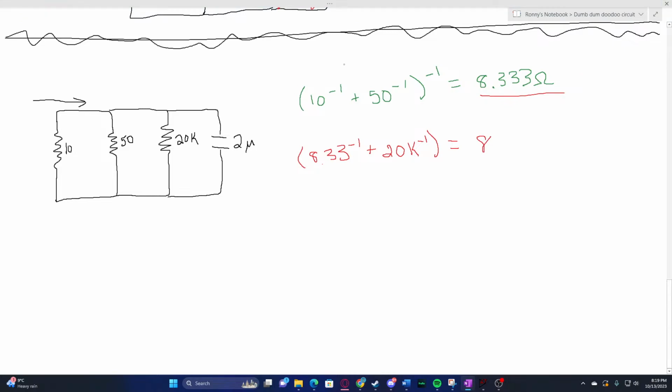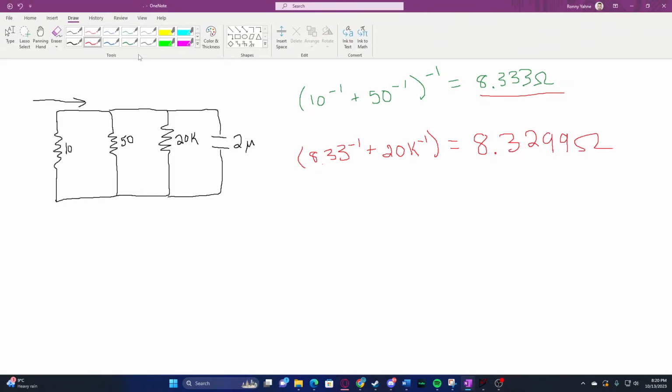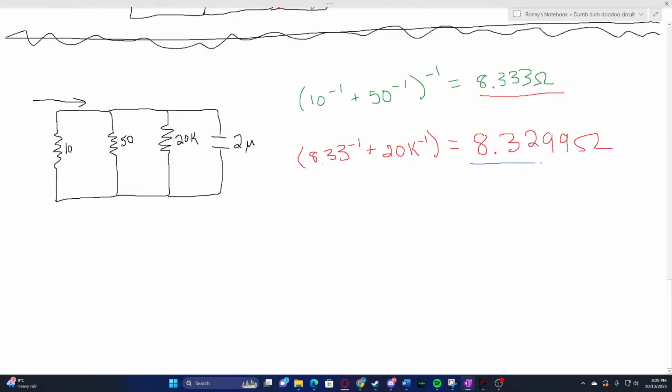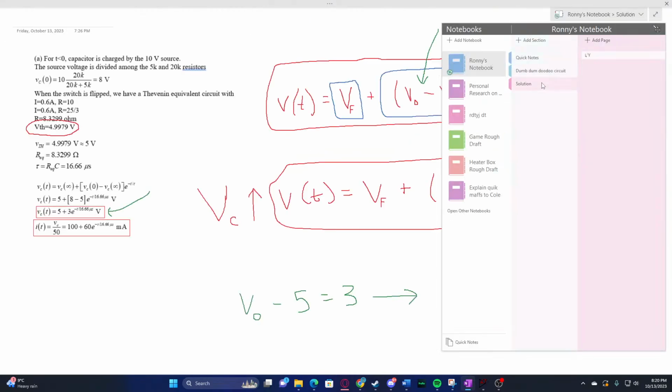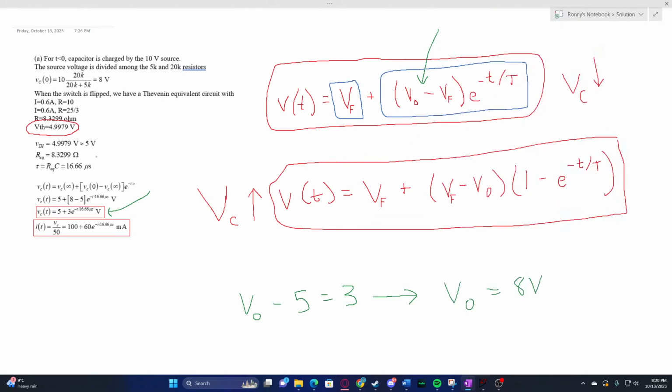Whoa. That is the worst 8 I've drawn yet. It's hard drawing on a computer. I'm not used to doing this, but 8.3299 ohms. And that looks really similar to what they got here. Yeah, look at that.